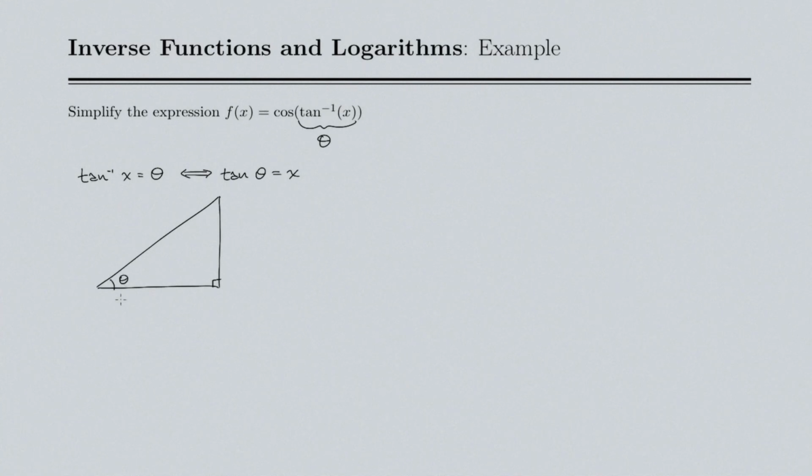We have our angle theta, and tangent, which is opposite over adjacent, needs to equal x. So we can just call our opposite x and our adjacent 1, and this is a triangle for which this equality works. And now we can use the Pythagorean theorem to solve for our hypotenuse. So if we call that y, we have 1 squared plus x squared equals y squared. So y is equal to the square root of 1 plus x squared.